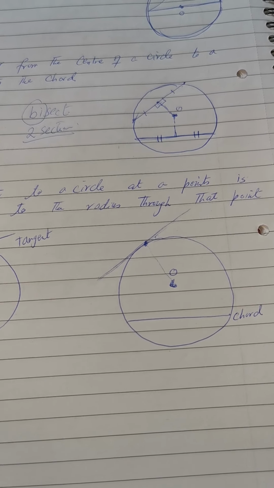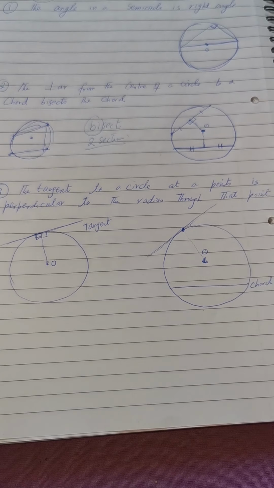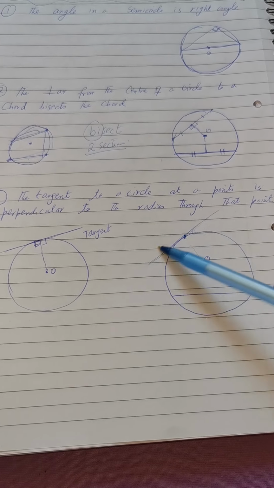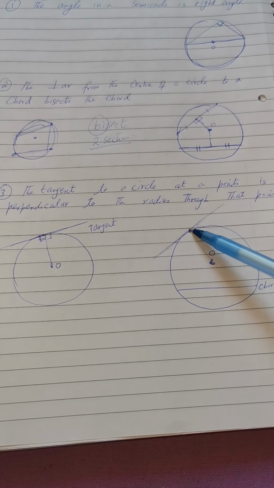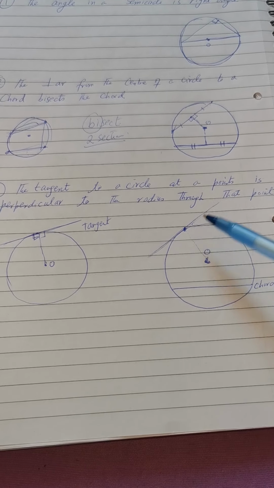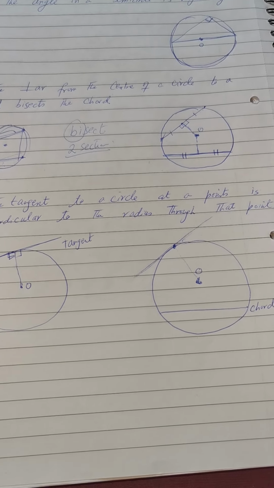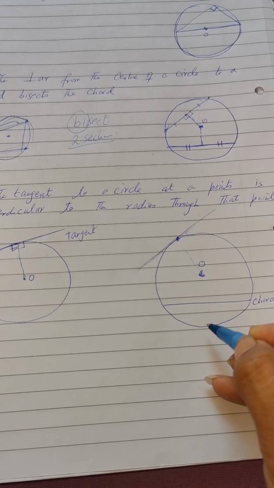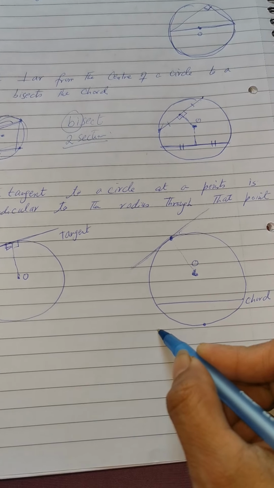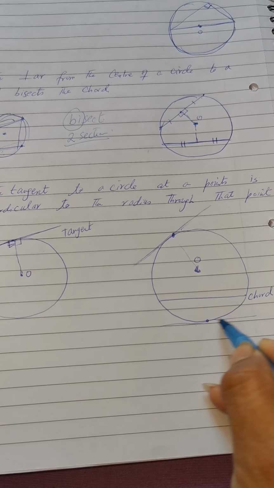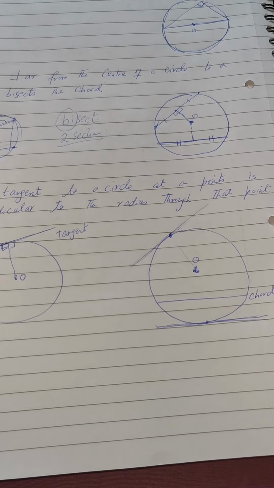This is the definition. This is the property. I will read it for you again. The tangent, this is the tangent to a circle, at a point. Always remember, a tangent to a circle is always at one point. If somebody says draw a tangent to a circle, just take a point on the circle and draw a line passing through that point. This line is called the tangent to a circle, right?